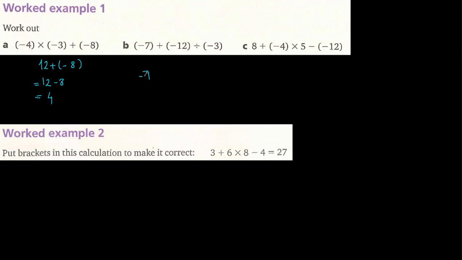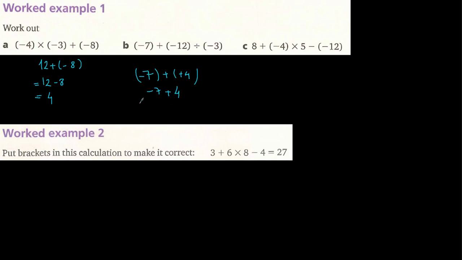So the answer is minus 7 plus minus 12 divided by minus 3, it's going to be equal to plus 4. So minus 7, when you want to leave the parentheses, this is going to be minus 7. And plus and plus, it's going to be plus.